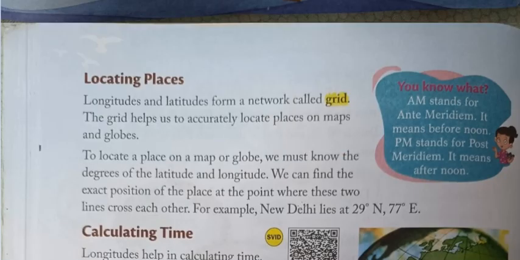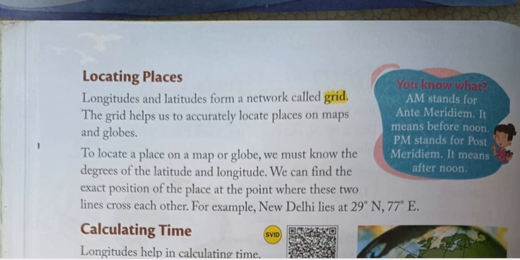Now, locating places. Latitudes and longitudes form a network that is called a grid. The grid helps us to accurately locate places on maps and globes. To locate a place on a map or a globe, we must know the degrees of the latitude and longitude. We can find the exact position of the place at the point where these two lines cross each other. For example, New Delhi lies at 29 degrees north and 77 degrees east.